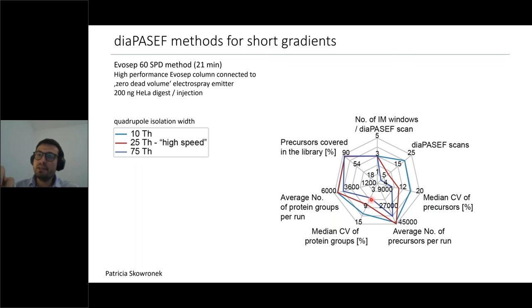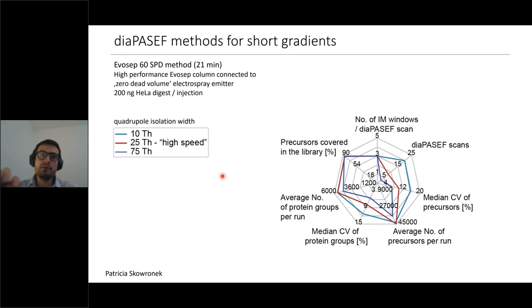And you can nicely appreciate the effect that this has on the number of identified precursors, for instance, but also on your quantitative accuracy. So meaning that if you have rather wide windows, you can be very accurate. You have very low CVs, but this also comes at a cost of proteome coverage. And turning the other way around, if you have rather narrow isolation windows, you're getting better in terms of identifications, but you're losing a bit on quantitative accuracy.